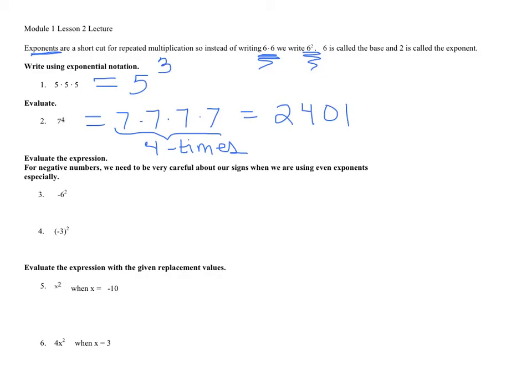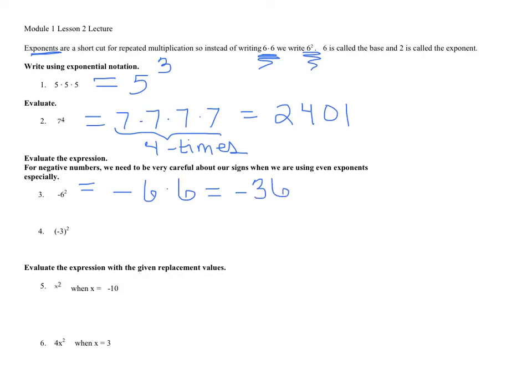Now, when we're working with exponential notation and we have negative numbers involved, it's important to be very careful about where the negatives are. So in example 3, if I have negative 6 squared, well, the square is only touching that 6, so this means that I have a negative and then 6 is multiplied twice. In other words, I come up with negative 36.